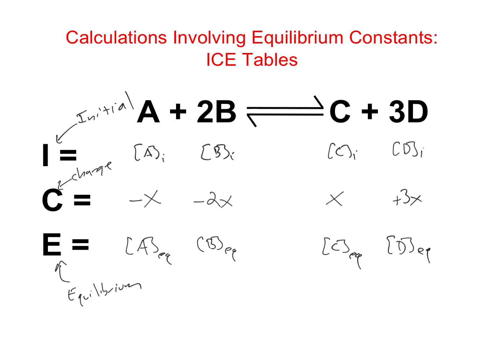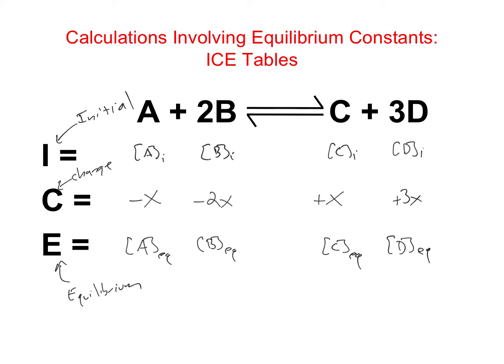Which side we make negative versus positive, let me put a plus in front of this x here too to emphasize that it's positive. We could just as easily have called A positive x and B positive 2x, in which case the products would just have the opposite sign. So the key is whatever sign the reactants have in your change row, we should make them all the same sign, and the products should also have the same sign as the other products, and that should be the opposite sign of the reactants. And when I decided to make the reactants minus x and minus 2x, I was assuming that the reaction was going to the right.